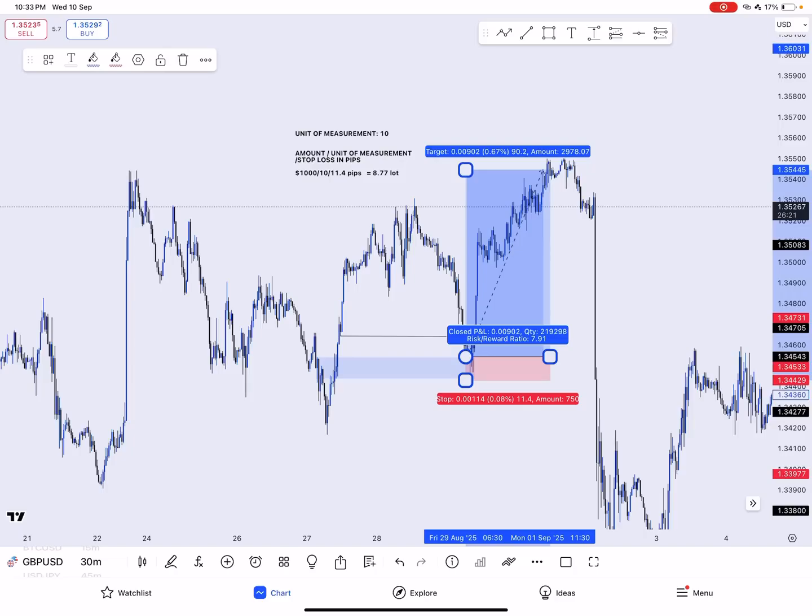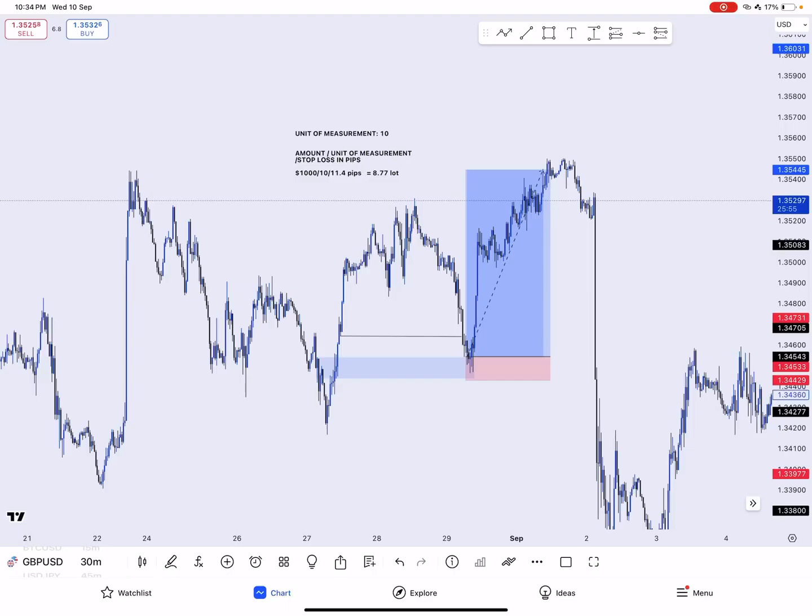And how do you know you're still correct with the take profit level? If you do that 8.77 lot size multiplied by your unit of measurement of 10, and you multiply with this take profit level, which is 90.2 pips, you will get exactly 7,910 USD, and this is a 7.91 RR trade, meaning as I risked $1,000, my TP is expected to be worth $7,910.